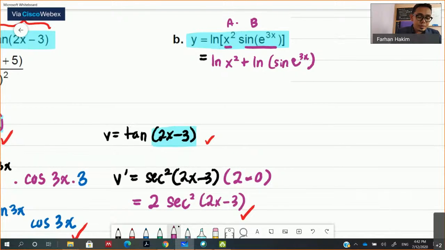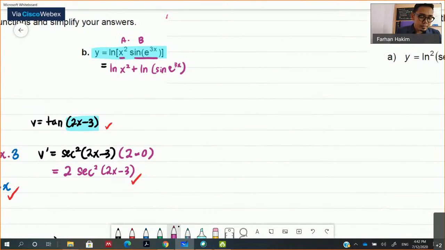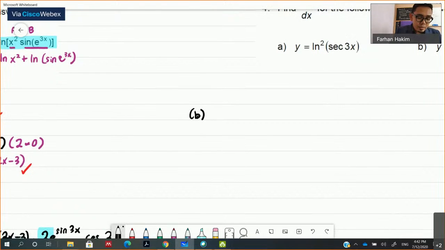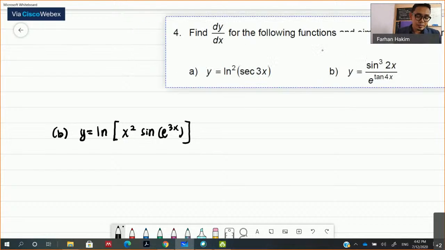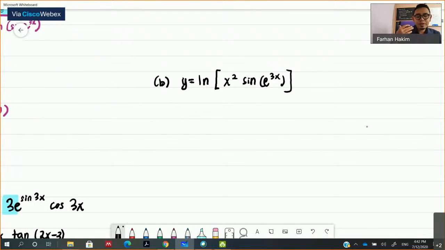All right, so let me just write the formula first. All right, so for question B, where should I write this? All right, let's say I'm writing it here. All right, so let's say B, we have the formula y equal to ln of x squared sine of e to the power of 3x. I can actually move that to that side. All right, okay, so firstly, we utilize the properties of ln. So we can actually write this as an addition. So ln of x squared plus ln of sine e to the power of 3x. Okay, or something like this.